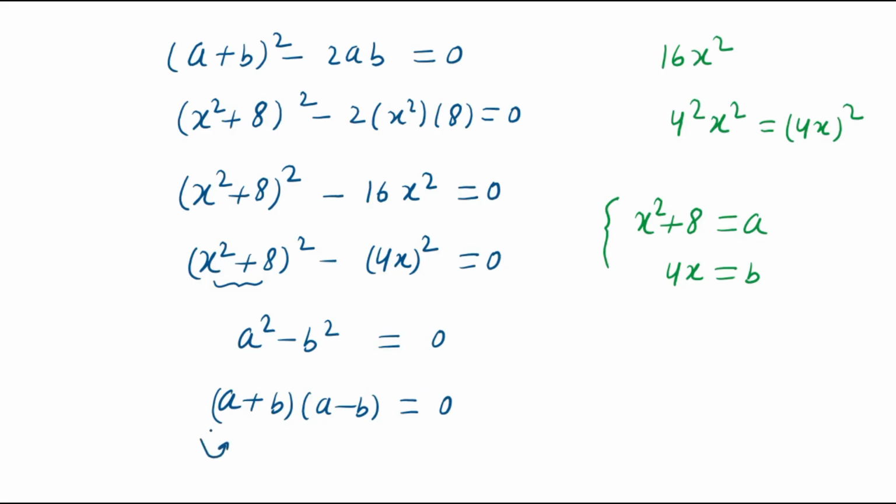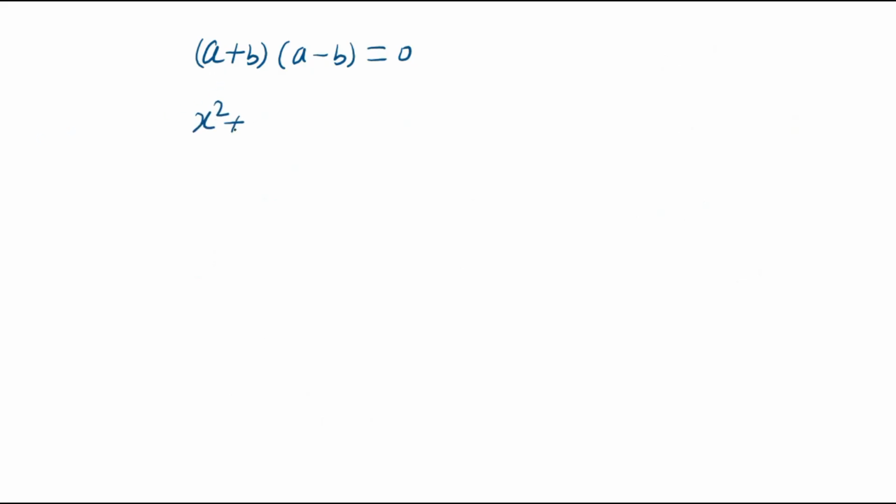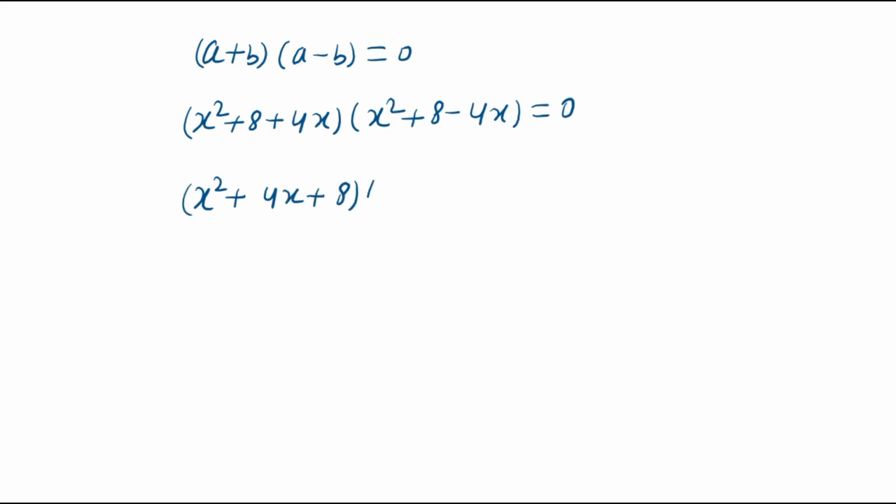Now first we will write this expression in the next way. On the left hand side we have (a plus b) times (a minus b) equal to 0. Here the value of a is x square plus 8 and the value of b is 4 times x. So a plus b is x square plus 8 plus 4 times x, and a minus b is x square plus 8 minus 4 times x, and this is equal to 0. Here (x square plus 4 times x plus 8) is multiplied by (x square minus 4 times x plus 8), and this is equal to 0.